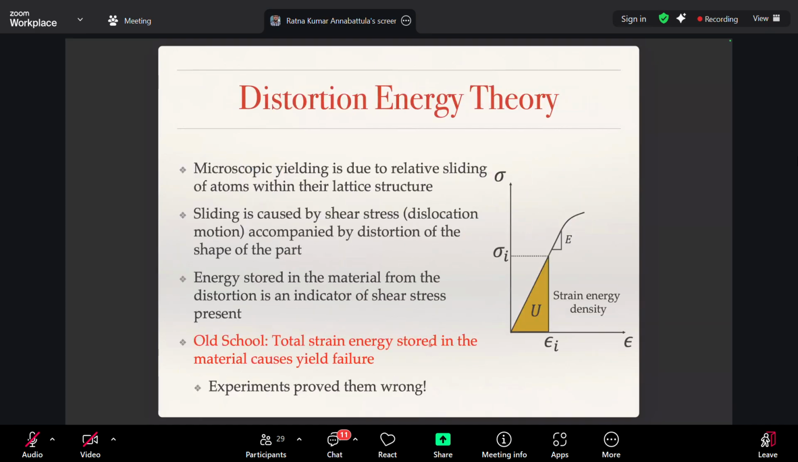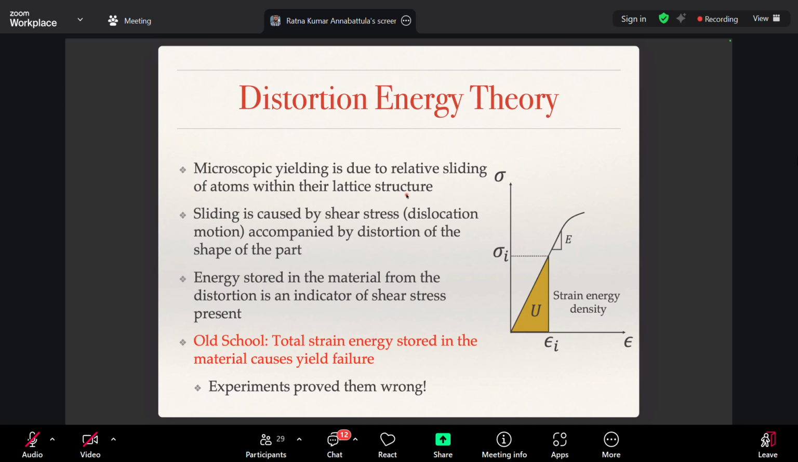So let's look at the distortion energy theory. Before we understand what it says, we would like to look at the physical meaning of plastic deformation or onset of yielding. Microscopically, yielding, that means the onset of plastic deformation, is due to relative sliding of atoms within their lattice structure. We have studied dislocations, and the onset of plastic deformation is nothing but the onset of dislocation motion. So how do dislocations move?